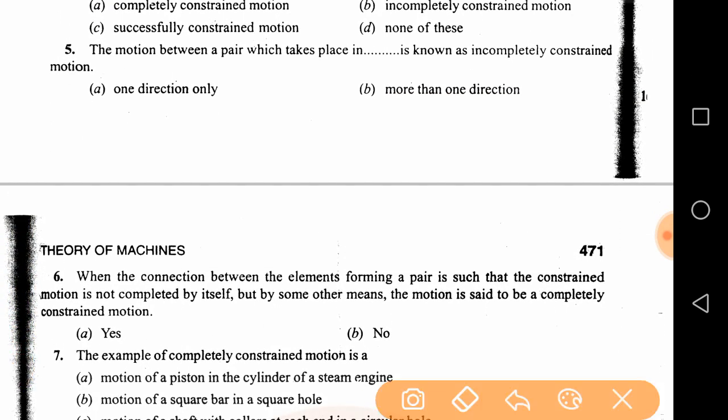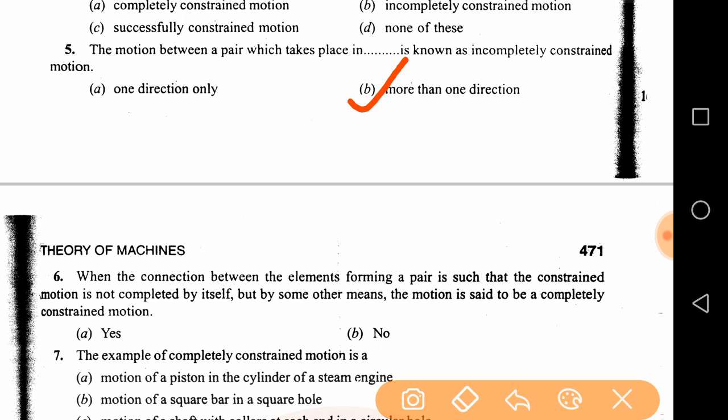Now next question. The motion between a pair which takes place in dash is known as incompletely constrained motion. One direction only, more than one direction.